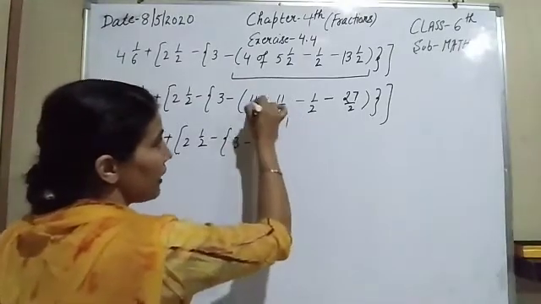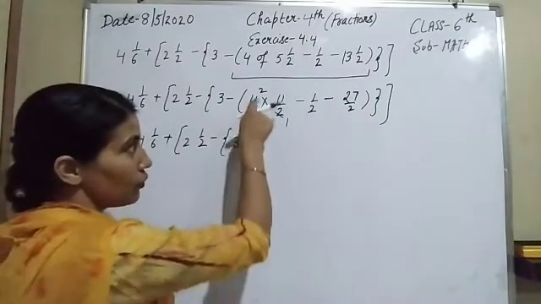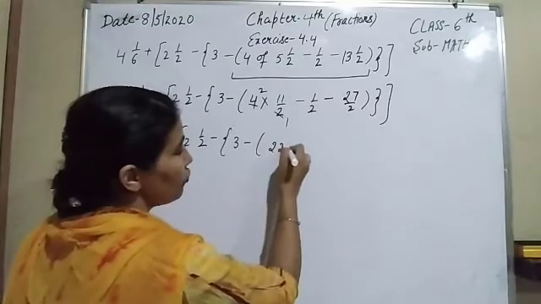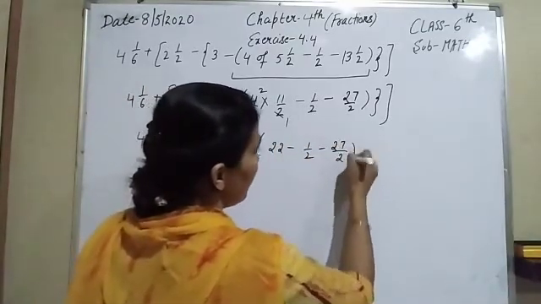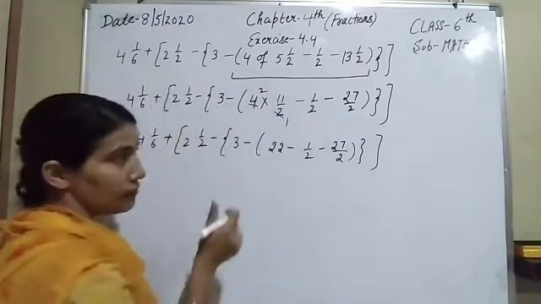Here 2 1s are 2 and 2 2s are 4, because this is in the form of multiplication. So 2 1s are 2 and 2 2s are 4. So it becomes 2 into 11, that is 22, minus 1 by 2, minus 27 by 2. And we are going to solve this open bracket part firstly.